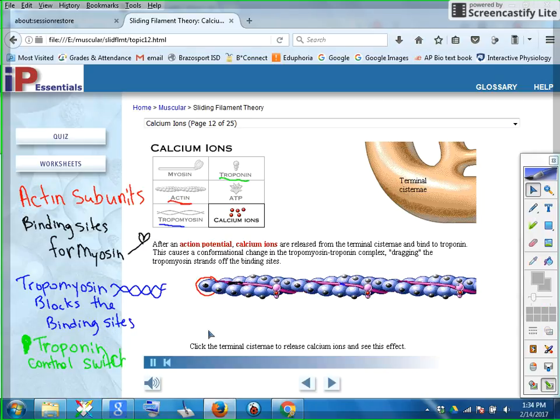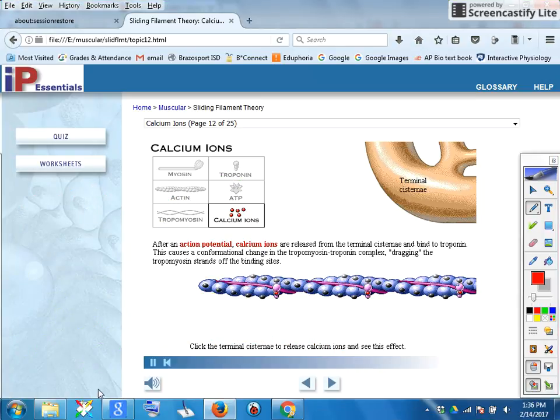And what activates the control switch? What turns on the switch? Calcium turns the switch on and off. Okay. So one more time. Hopefully this will play. Calcium leaves, binds with the troponin, moves the tropomyosin, and now the myosin heads can bind to the actin.